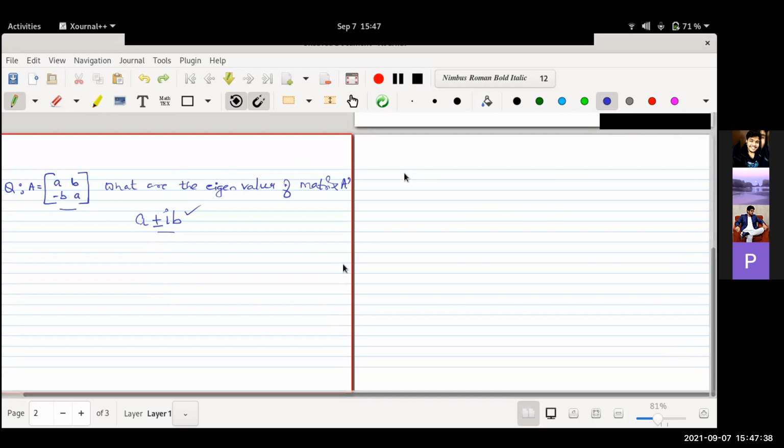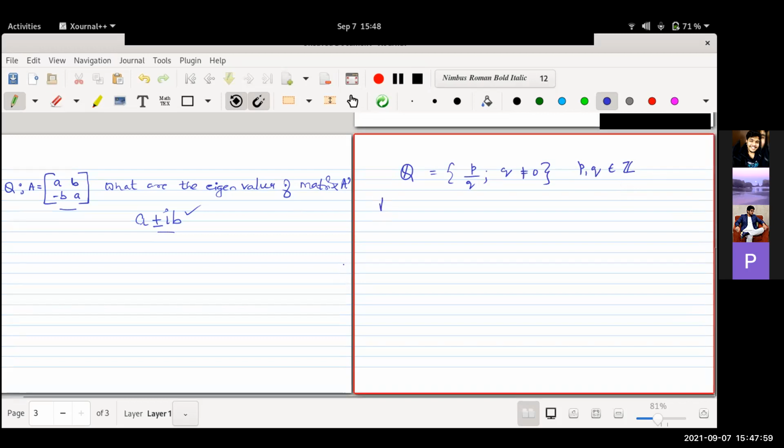Okay. Suppose you are given a set of rational numbers. How does a rational number look like? P divided by Q, Q not equal to 0, and P and Q are in the set of integers. Yes, this is your set of rational numbers.